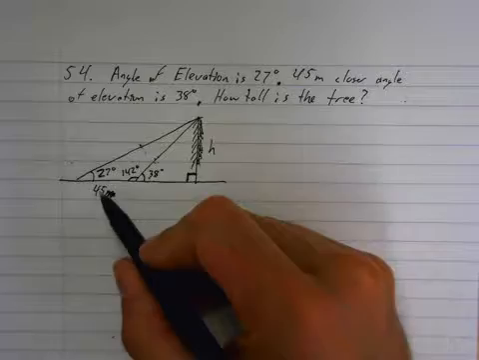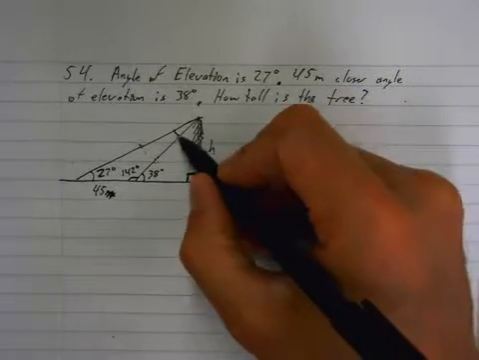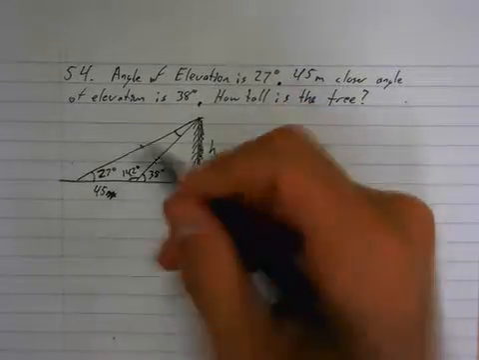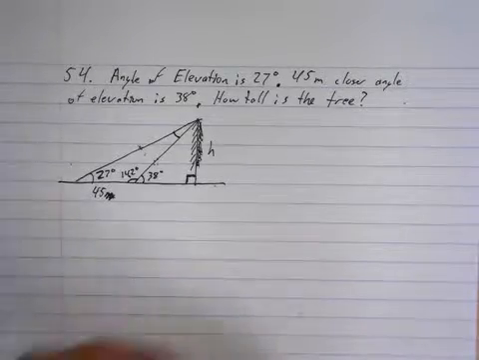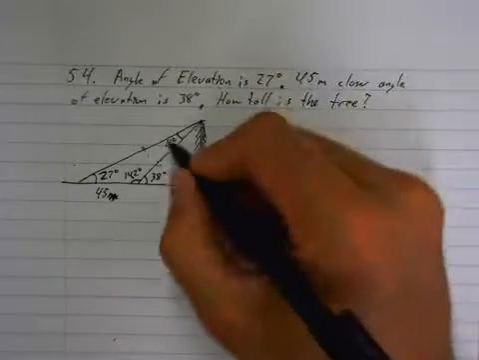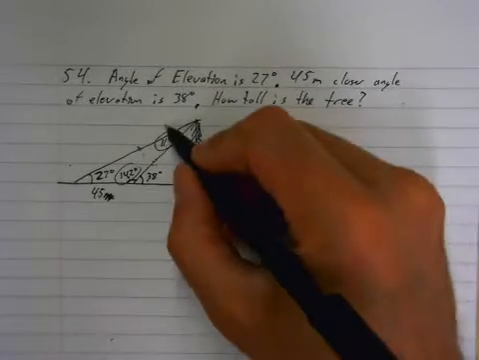What I need is the opposite of 45. So I'm going to need to solve that angle up there. But now that I've got this, I know that 180 minus 27 minus 142 is 11 degrees. So you solve that, bam.